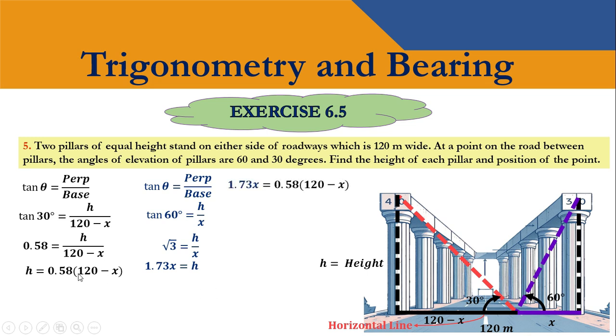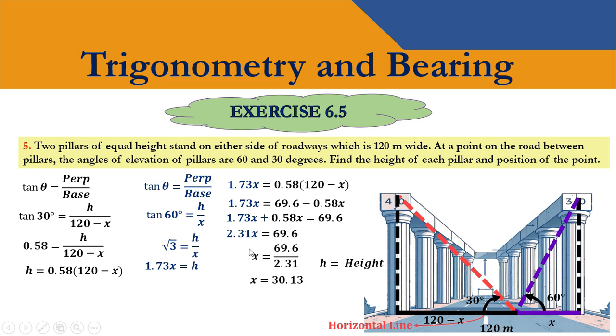So in this equation h is equal to this value and here h is equal to this value. We can equate both equations, putting the value of h from the second equation into the first equation, and we will get our third equation, which is in only one variable x. After some mathematical work, we get the value of x, which is 30.13 meters from one of the pillars.